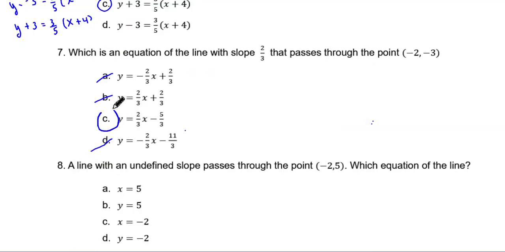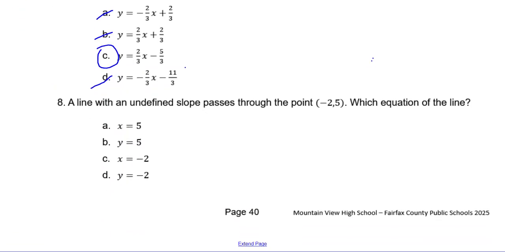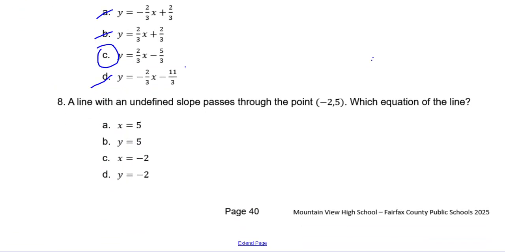All right, number 8. A line with an undefined slope passes through the point negative 2, 5. What's the equation? All right, undefined slope. There are two types of lines that I have here. I have a vertical line, and a horizontal line. Okay, the properties of these two lines: a vertical line has an undefined slope.